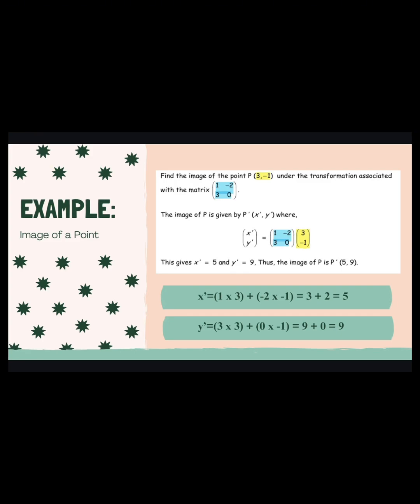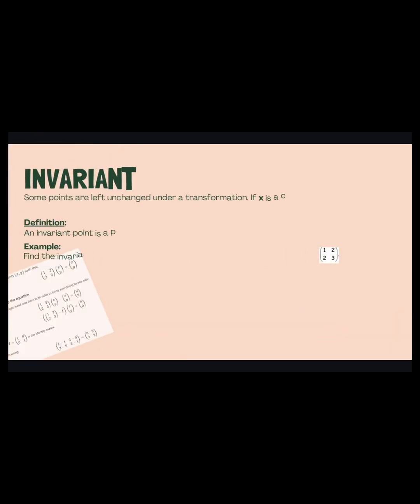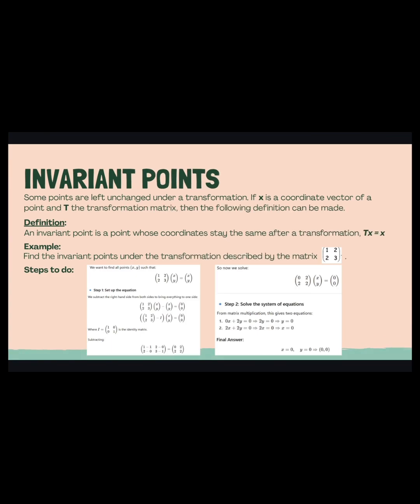Let's continue with invariant points. Introduction: some points are left unchanged under transformation. If x is the coordinate vector of a point and T the transformation matrix, then the following definition can be made. An invariant point is a point whose coordinates stay the same after transformation. This will be the equation: Tx equals x.